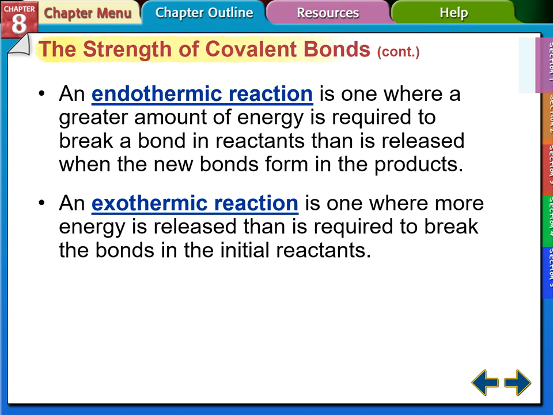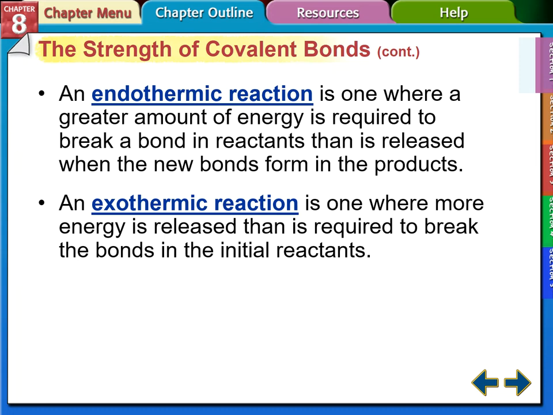Okay, so an endothermic reaction, this is a cold reaction, is one where a greater amount of energy is required to break the bonds in the reactants than is released when the new bonds form. So that would be like a cold pack. If we start the reaction, it has to take energy from the environment to finish that reaction. So it seems like it gets colder when that happens. It takes some extra energy from the environment to complete that reaction.